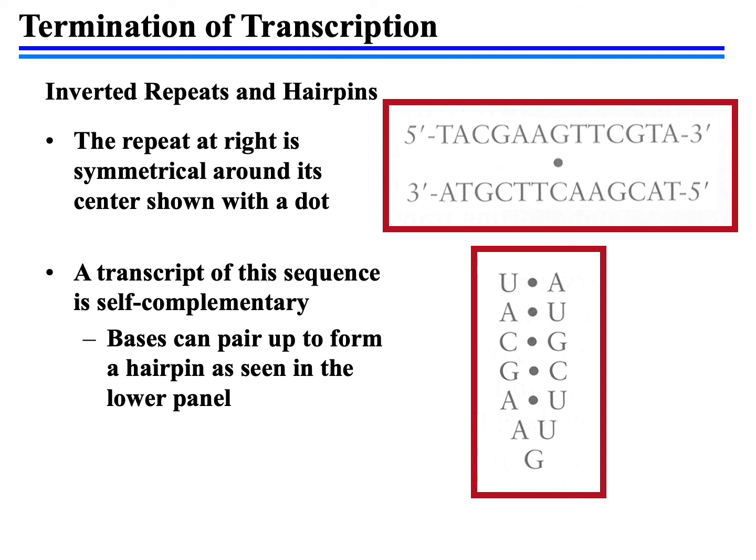So in an inverted repeat, you get the sequence transcribed. Once it is transcribed, because of the sequence complementarity, a hairpin structure can form. And a hairpin is kind of like a bobby pin. It just indicates that those sequences can come together. And these are really important in the termination of transcription. And we're going to look at those in just a minute here.